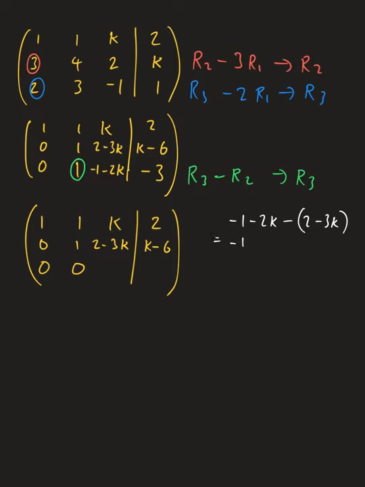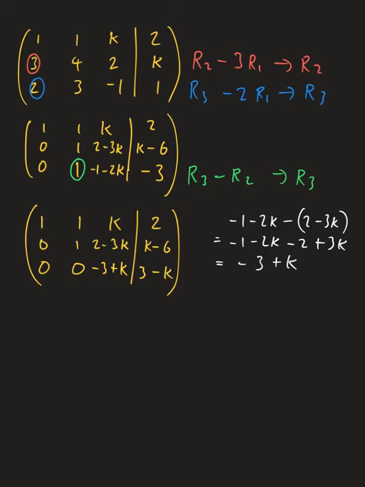That's minus 1 minus 2k minus 2 plus 3k. Minus minus is a plus. That's equal to minus 3 plus k. So that goes in. Minus 3 plus k. And then I have minus 3 minus k minus 6. So that's minus 3 minus k plus 6 overall. So that gives me eventually 3 minus k. Now we're done with Gaussian elimination.